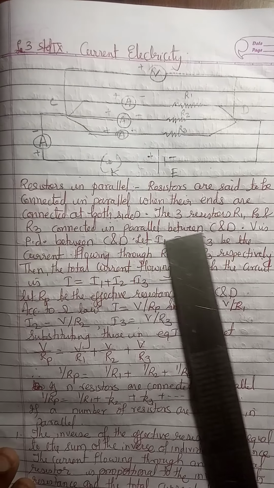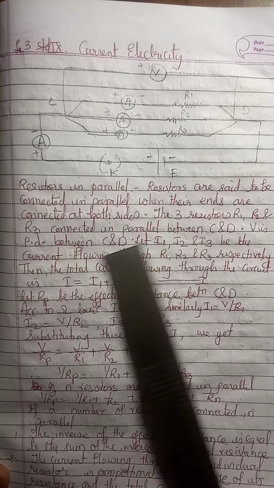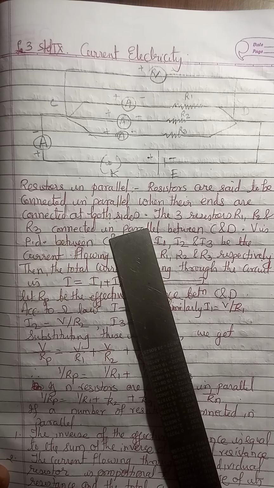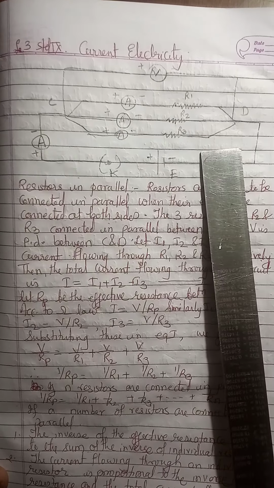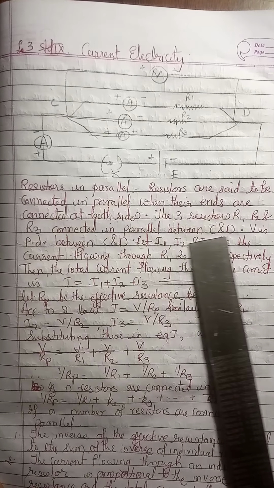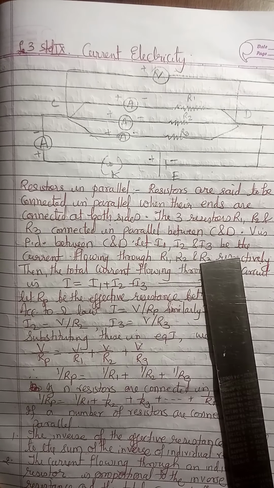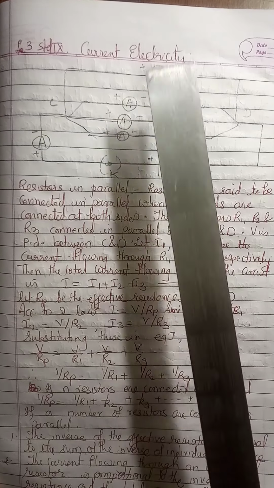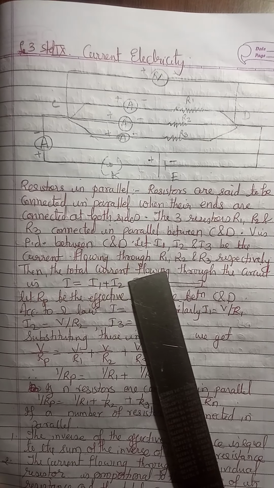Resistance in parallel. Resistors are said to be connected in parallel when the ends are connected at both the sides. You can see C and D. The ends are connected to both the sides C and D. The three resistors R1, R2, R3 are connected in parallel between C and D. V is the potential difference between C and D.